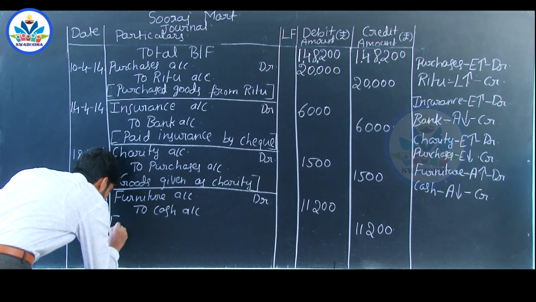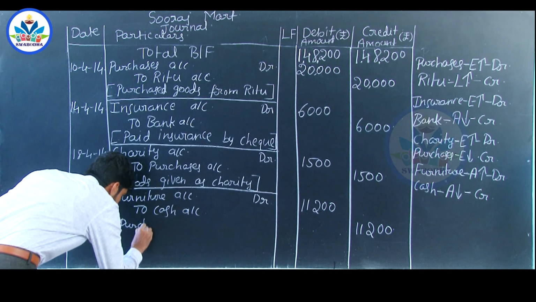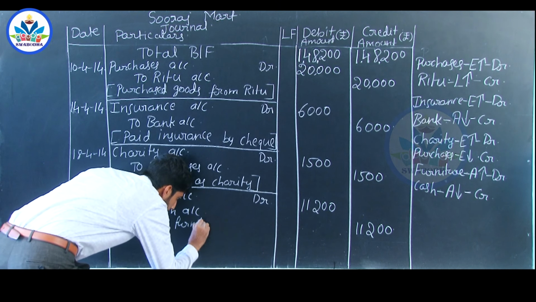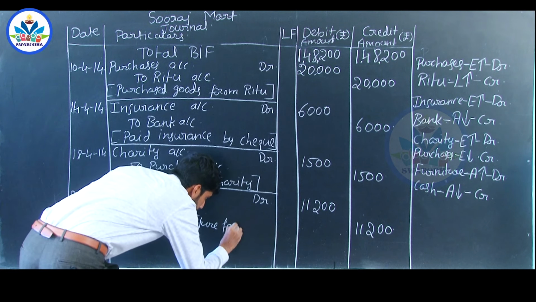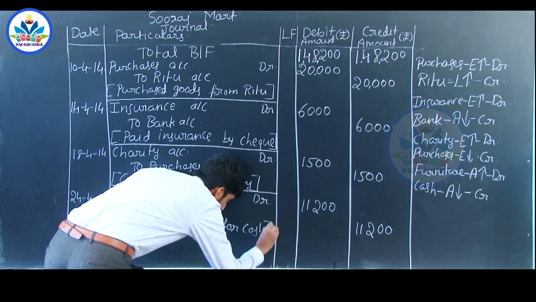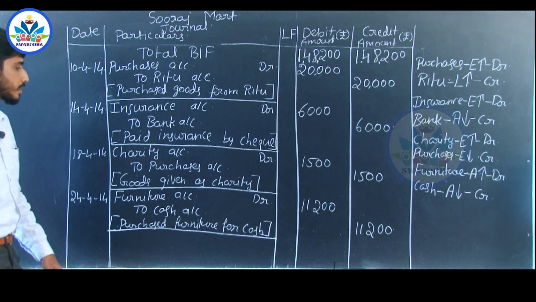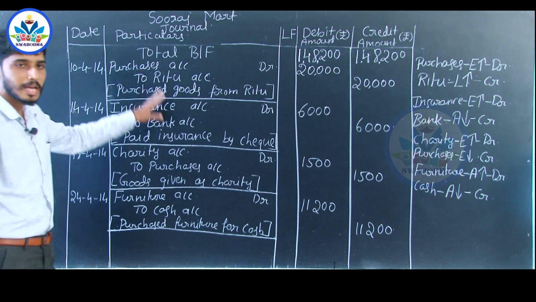Write the narration. Purchased furniture for cash. The page has ended.